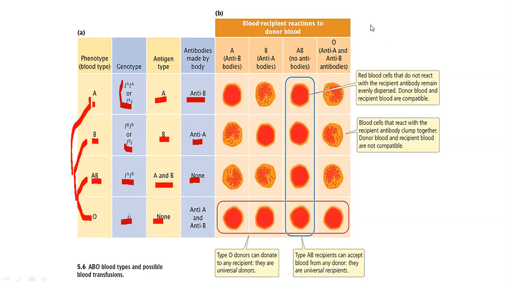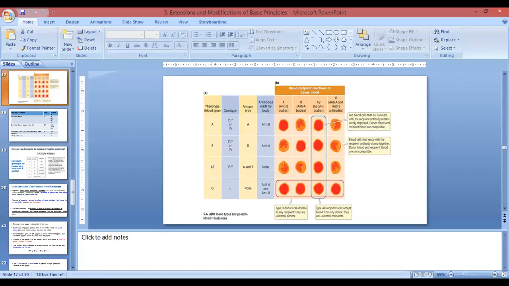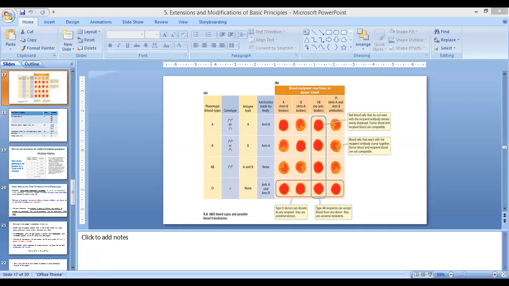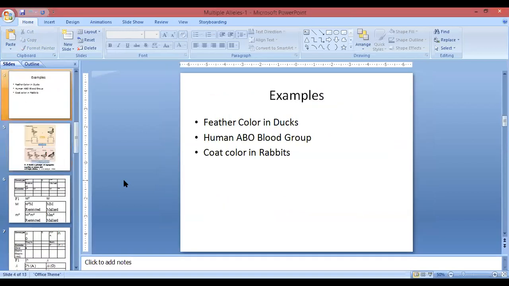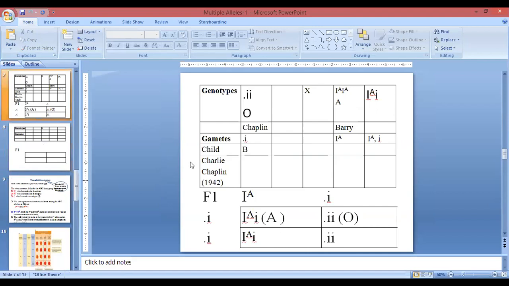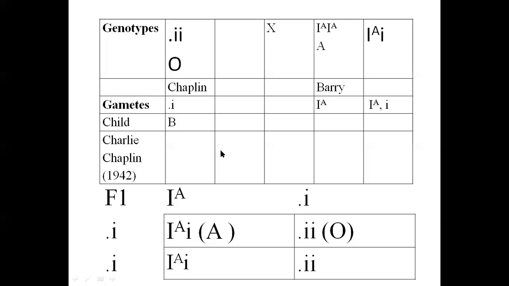So here I will make an example of that one. Okay, I will go back to the Charlie Chaplin example here, under multiple alleles. Here you can see that the child had B blood group and Charlie Chaplin has O blood group.